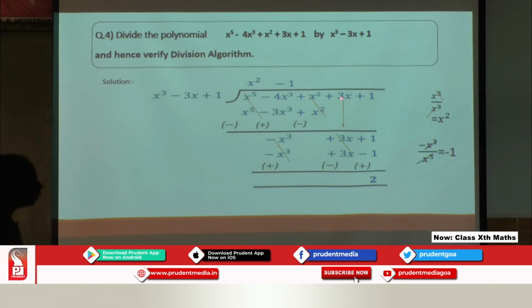The next, we should bring the 3x down, and the 1 also we should carry down. Now here you can see the first term of the quotient is minus x cube. Again, this first term of the dividend we should divide by the first term of the divisor.